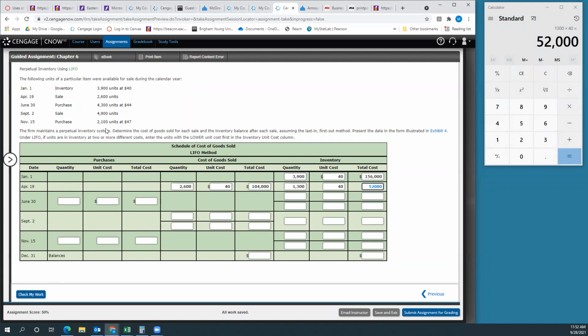June 30th, we purchased 4,300 units at a price of 44. Our total cost, 4,300 times 44. So now in our inventory, we have the 1,300 units at 40 that we already had, plus the 4,300 units at 44 that we just purchased.